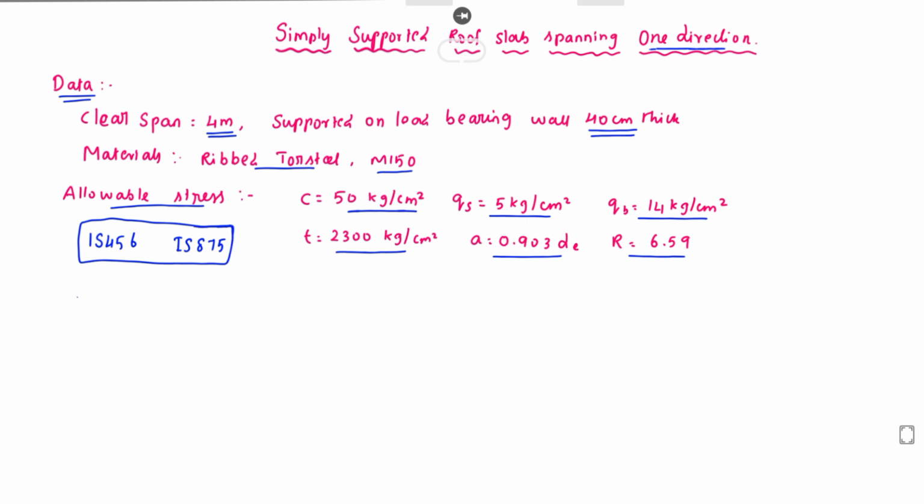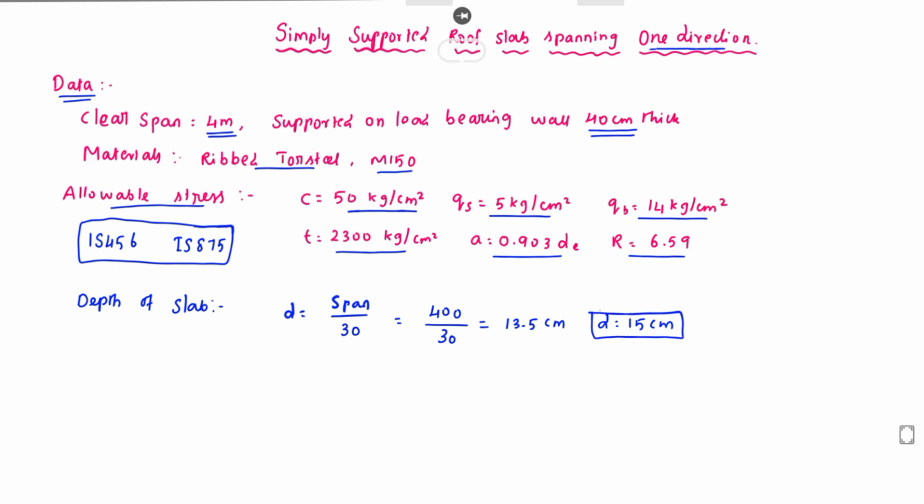Now, the first thing we have to find out is the depth of slab. For a simply supported slab in one direction, that is a one way slab, D equal to span by 30. The span is 4 meter, that is 400 centimeter, divided by 30. Now we got the value of 13.5 centimeter. We can round off the value, so D equal to 15 centimeter.